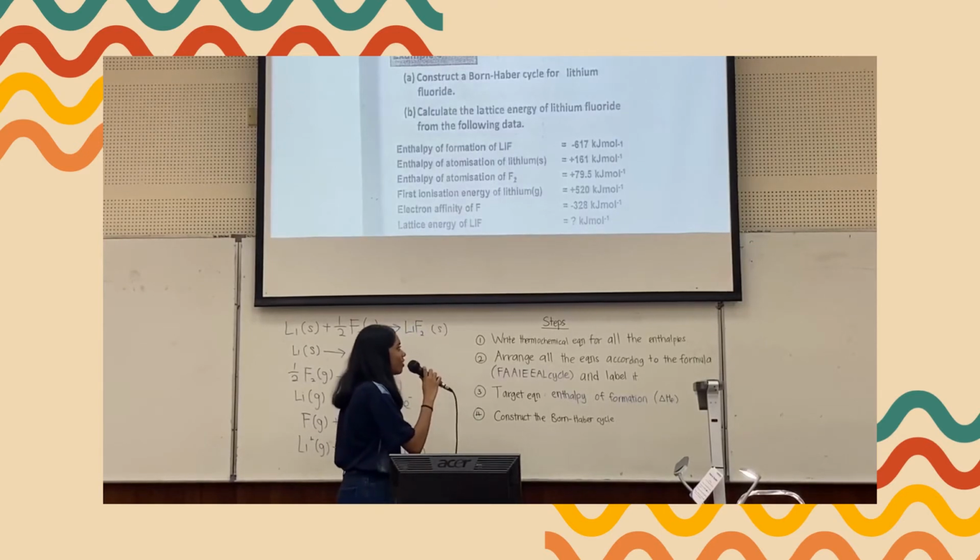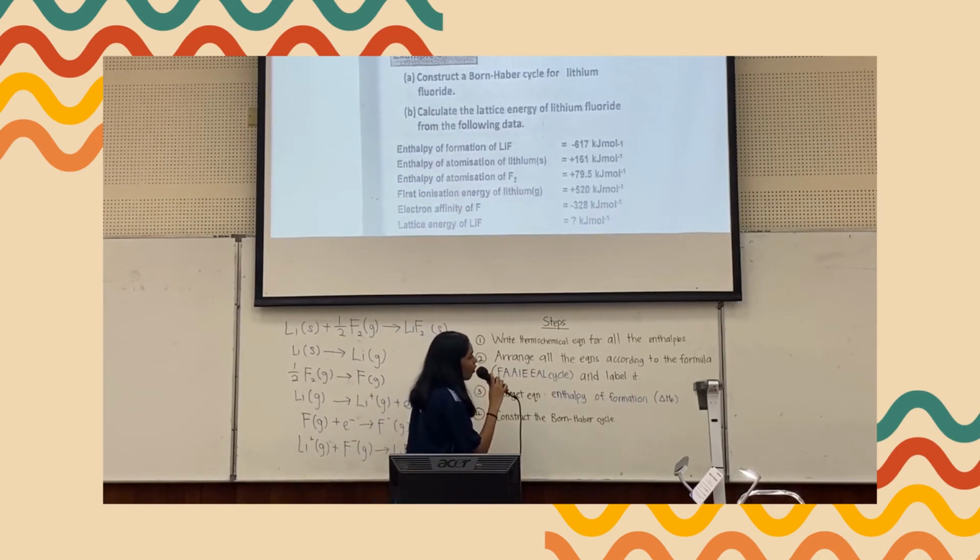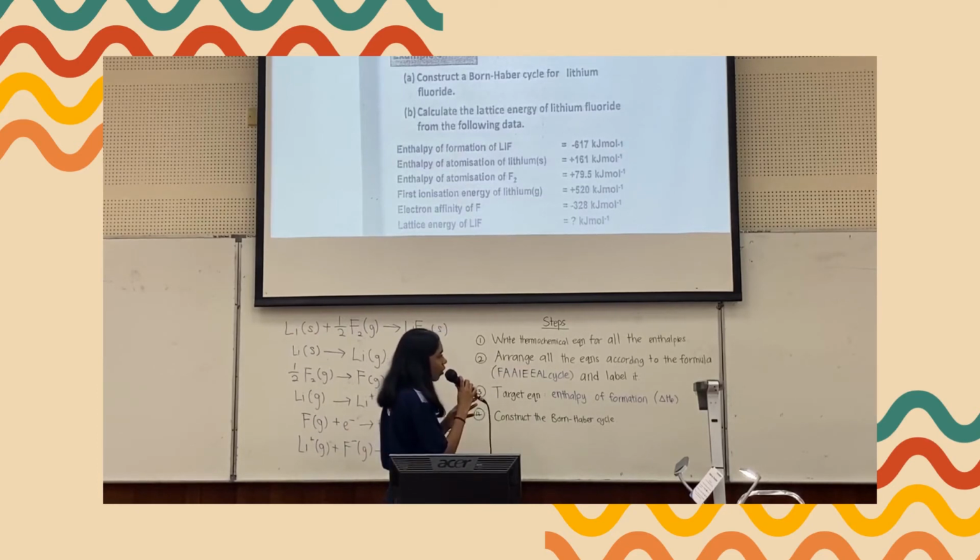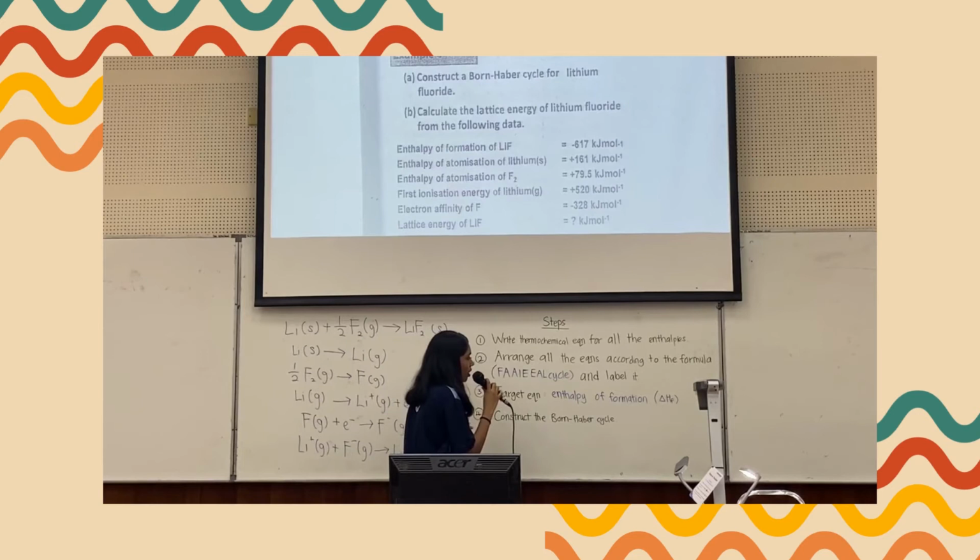Okay, so let's look into the steps. The first step is to write thermochemical equations for all the enthalpies, and the second step is to arrange all the equations according to the FAA, IE, EAL cycle and label them. The third step is the target equation, where the target equation is enthalpy of formation. As you know, in the Born-Haber cycle we have a target equation, and the target equation is enthalpy of formation. It must be on the top of the Born-Haber cycle. And the last step would be to construct the Born-Haber cycle.